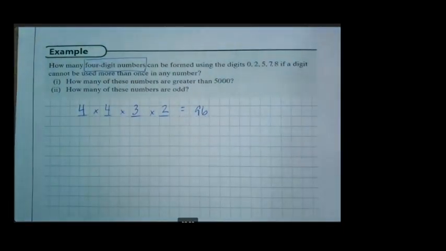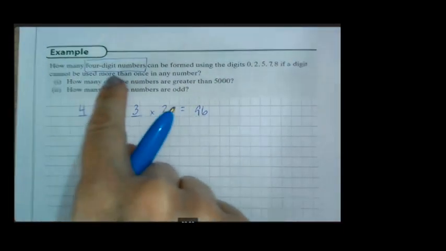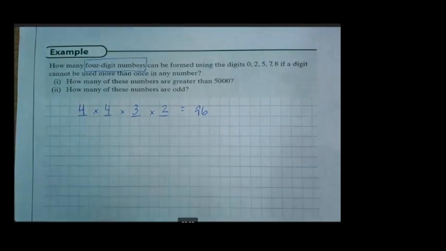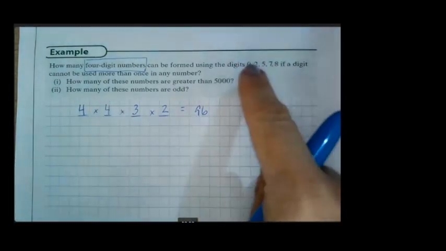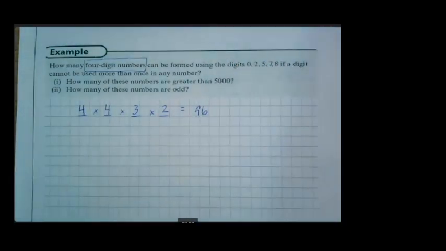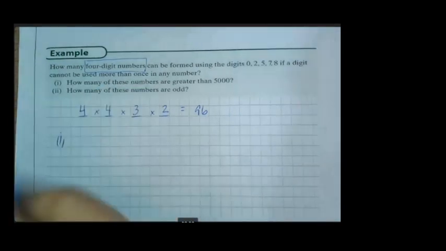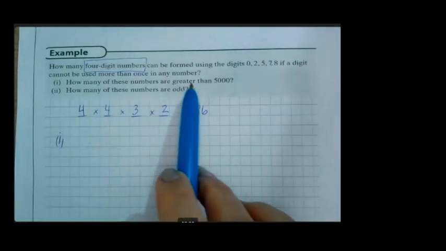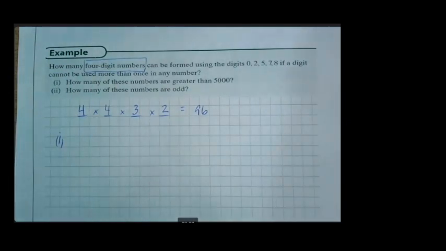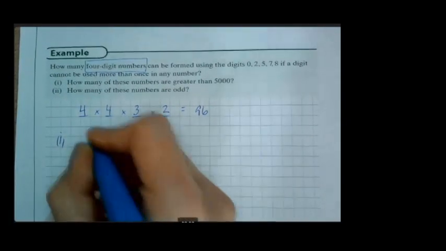Okay, so watch that with numbers. Check if you can repeat or not, that's really important. And then also if one of the digits, most like the 0, doesn't make sense in one of the positions, then be mindful of that as well. Now, part I. How many of these numbers are greater than 5,000? Okay, so we're still talking about a 4-digit number.